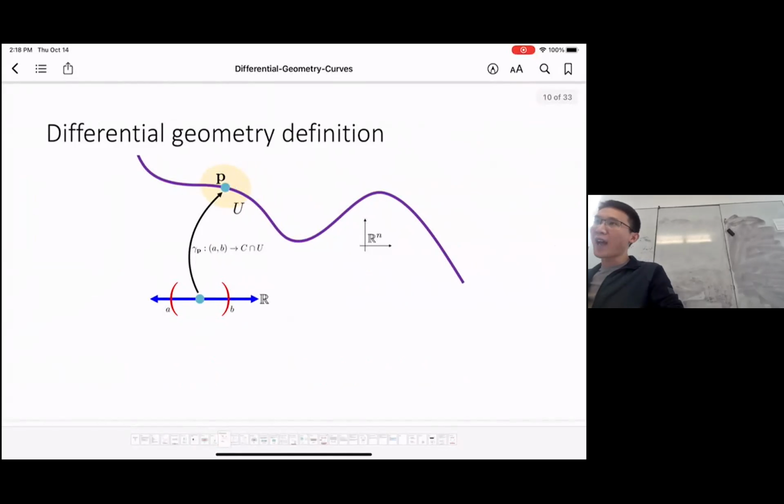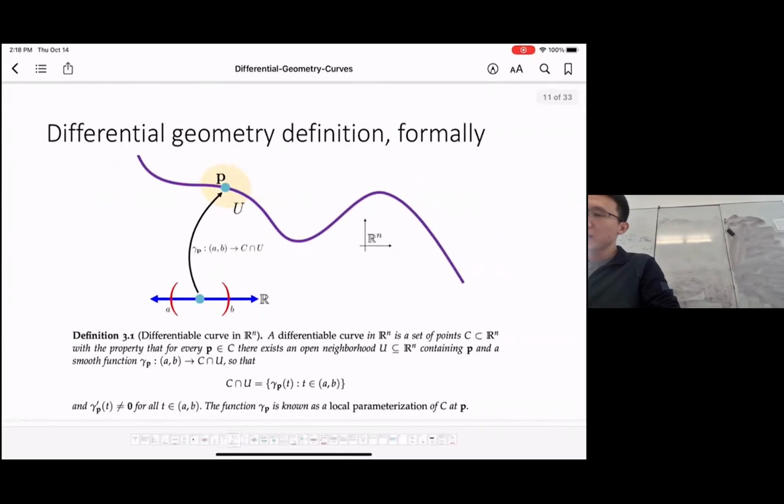Imagine you have this purple curve in the space. First of all, locally, you can pick any point P. Then I'm going to zoom in by just looking at this small region around this point P, which we call U. Within this small region U, we're saying that it looks like a line. What does looks like a line mean? It means I can pick this function gamma_P, mapping an interval (a, b) on the real line to the intersection of my curve C and this little region U.